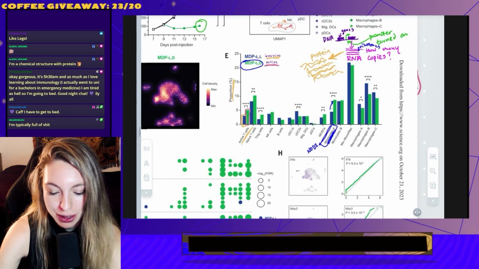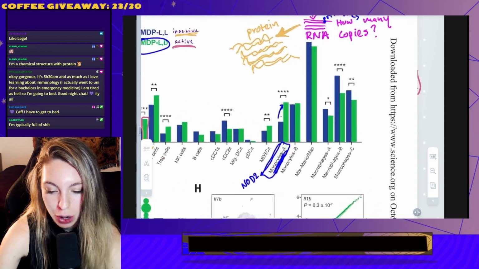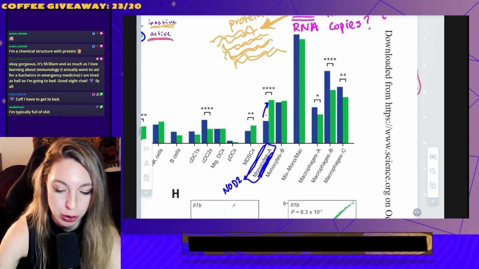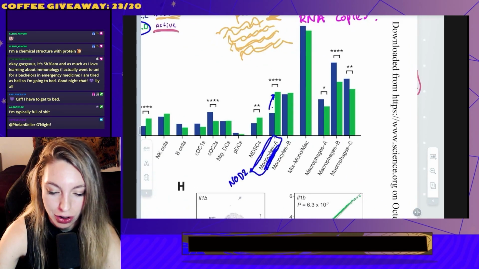But anyways, I found this data okay. It's kind of correlative. It's not really showing actual cells increasing. They're just looking at the RNA transcripts.